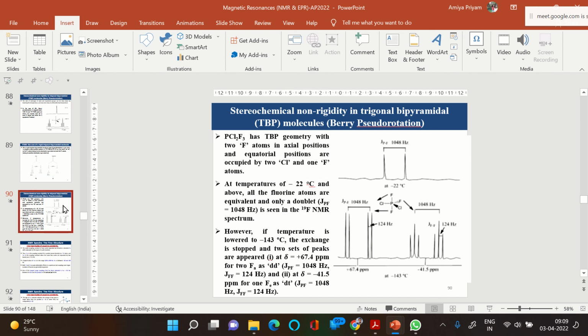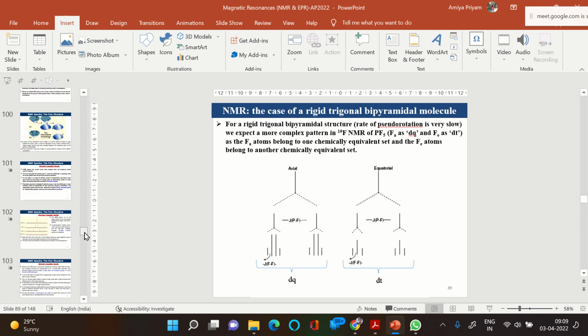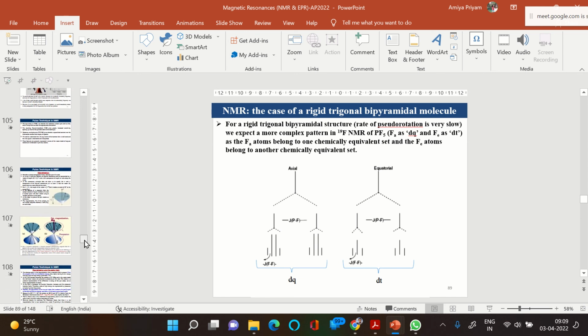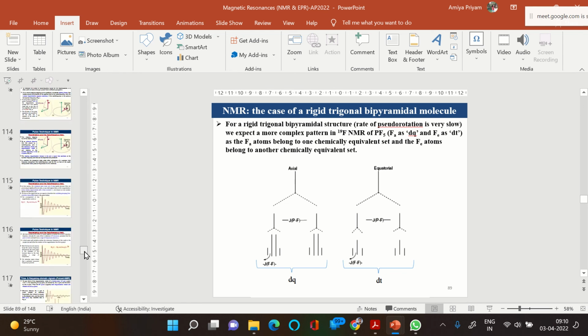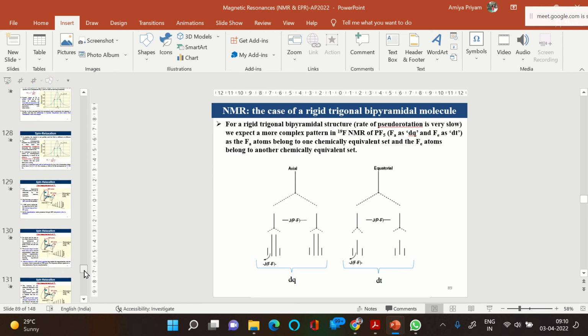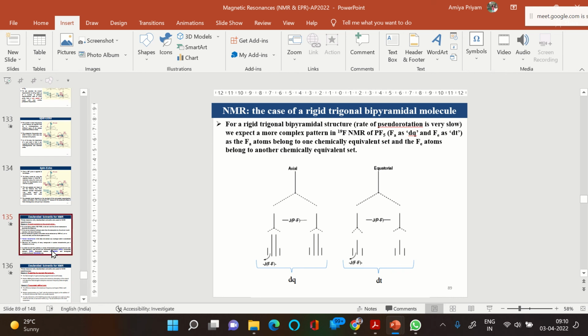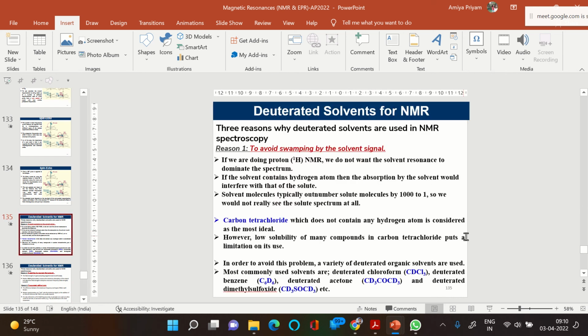This is very important because in many of the exams you will be asked this kind of question about splitting patterns that you obtain in NMR or EPR. One more important aspect that I would like to cover in today's class is regarding the solvents that we take and why we use such solvents.